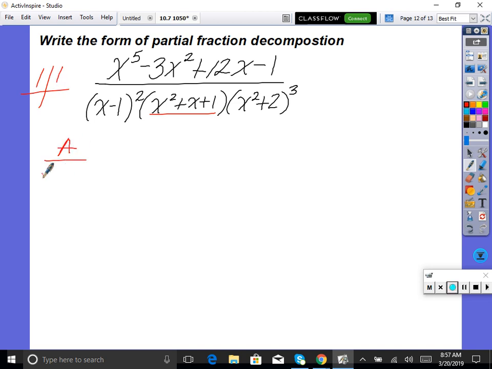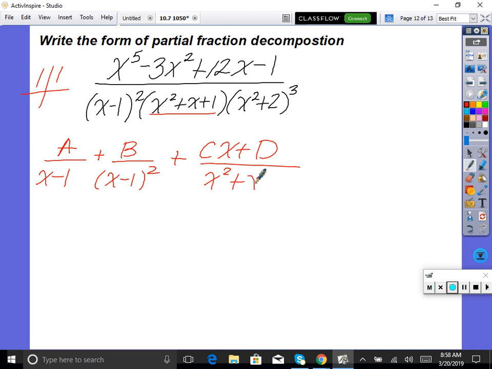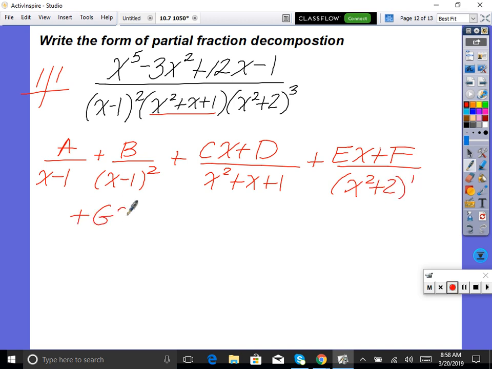Okay, so a over x minus 1 plus b over, plus, bx plus f, plus, ij, is that what's next?